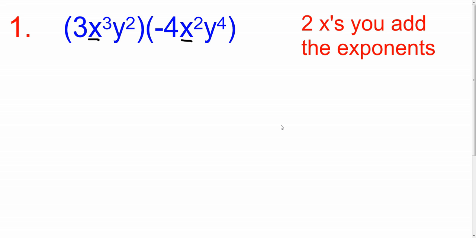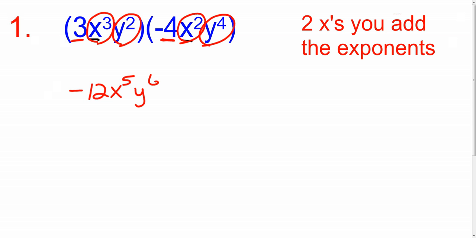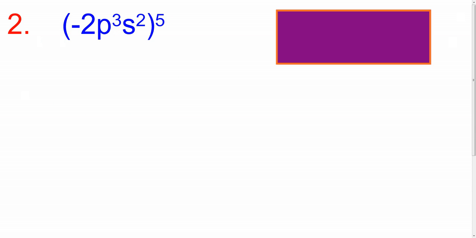So on this particular problem, what you want to do first is multiply the coefficients, or the numbers that are out in front. So 3 times negative 4 would be negative 12. And then I'm multiplying x cubed times x squared. They each have a base, so I'm going to add those exponents and make that be x to the fifth. And then y squared and y to the fourth. Again, they each have a base of y, so I will add those exponents and get y to the sixth. Okay, so that's that one simplified.